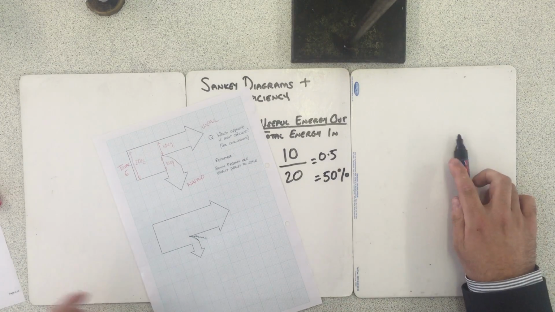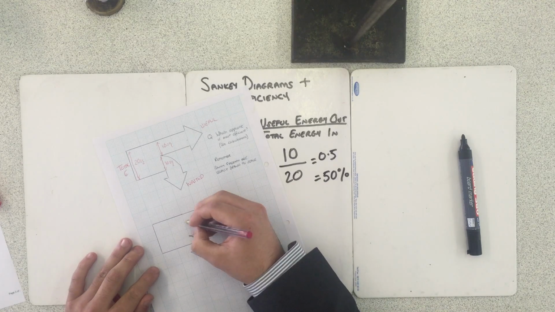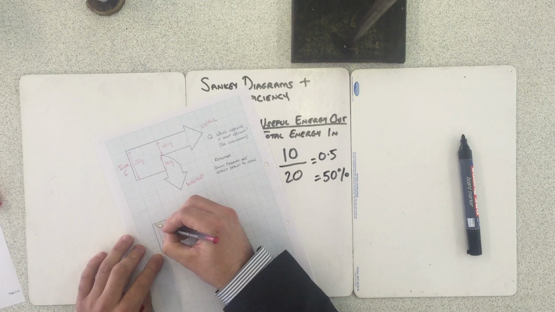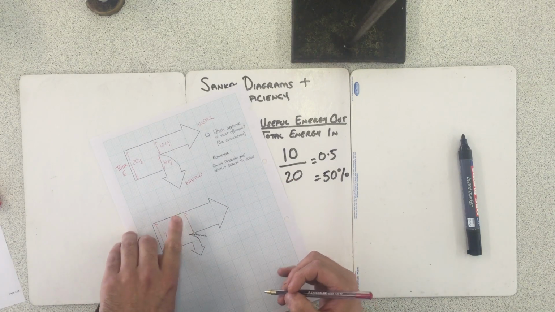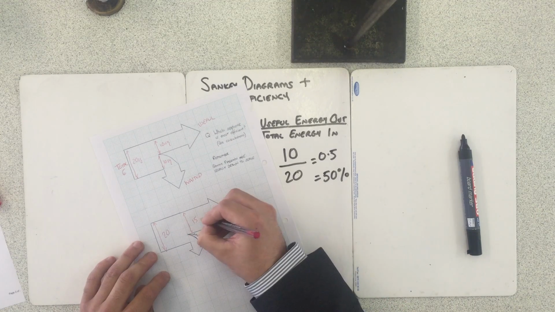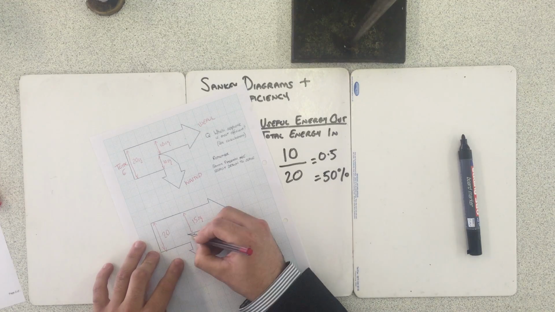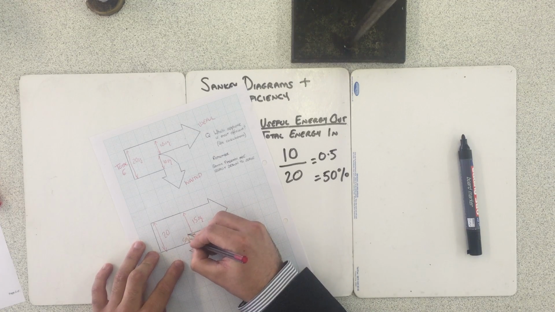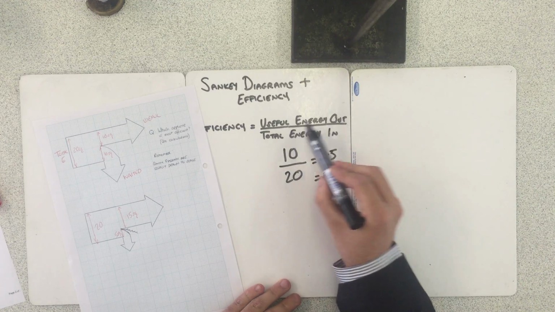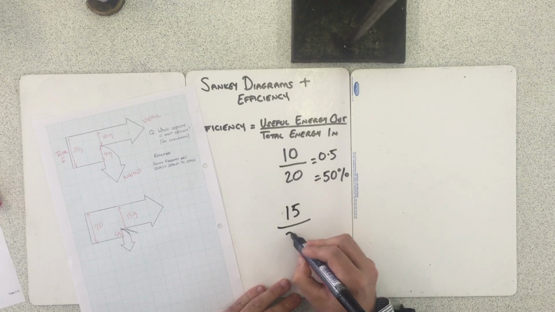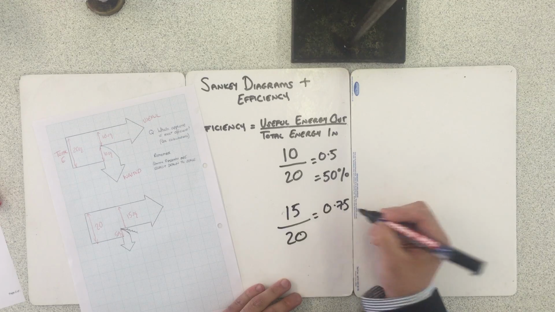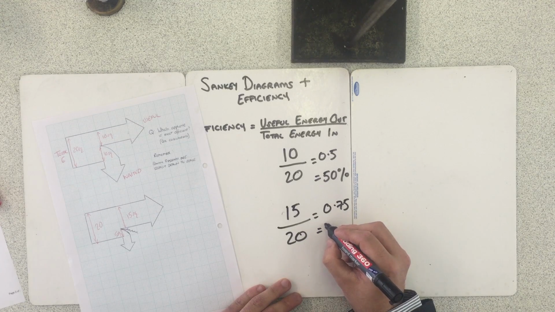Okay, if we look at the second one on here, we can see we've still got 20 squares input. However, the useful is 15 squares. Okay, and the wasted is 5 squares. So if we did this equation again, we would have the useful energy out, which is 15, divided by the total. So 15 divided by 20 would be 0.75, which is equal to 75%.